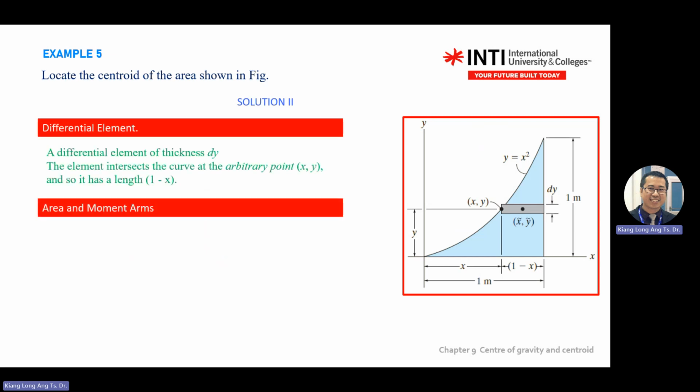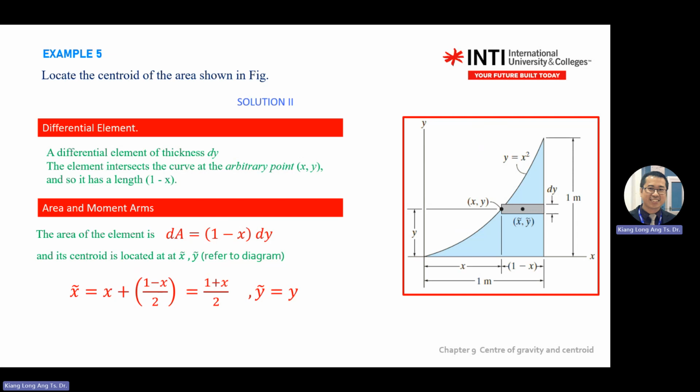First, differential element, you only need to find where it is. Tell me where your element is, where is the location of that small element. Then tell me the length of that one, referring to the x-axis. Then area, dA equal to dy multiplied by bracket 1 minus x. So your x curly is 1 minus x divided by 2, because this small element is half of that one. Take this one divided by 2. Then this one is your y curly, equal to the y height there.